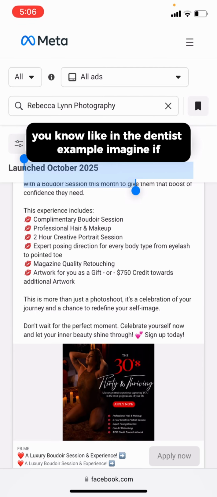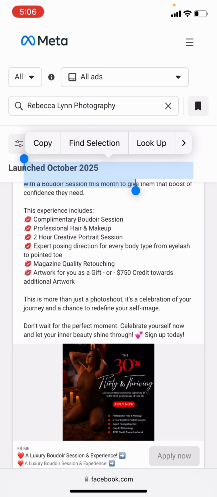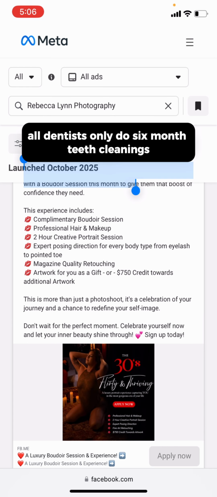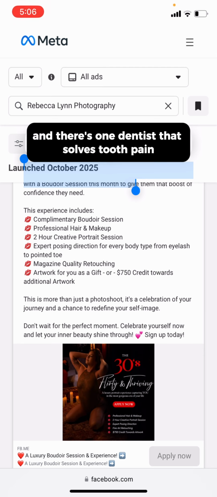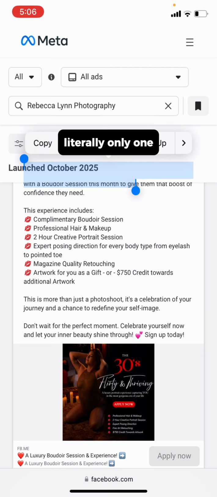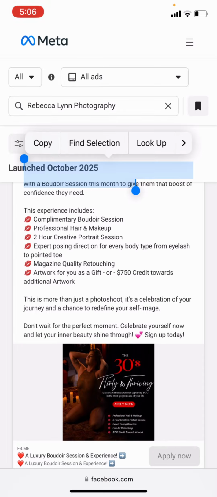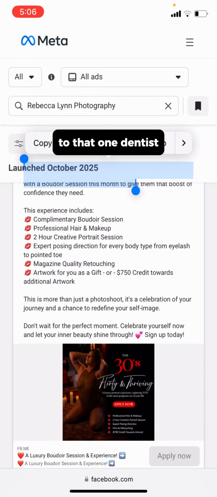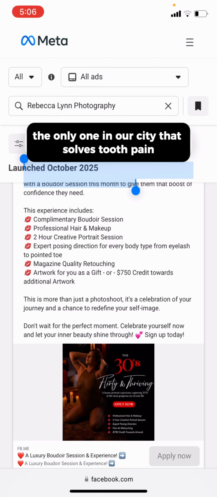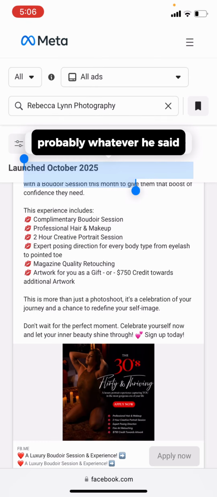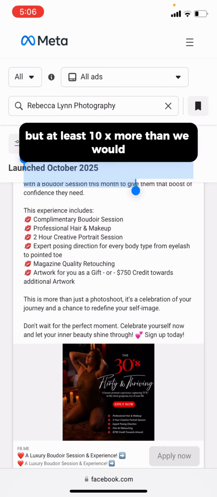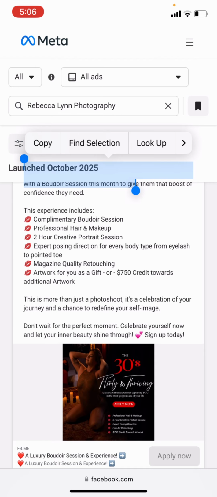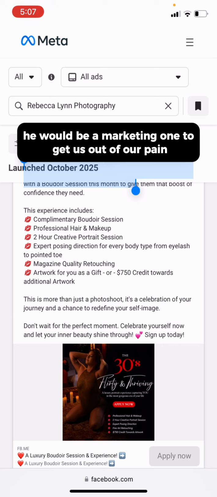You know, like in the dentist example, imagine if, who knows, all dentists only do 6-month teeth cleanings, and there's one dentist that solves tooth pain. Literally only one. What would we have paid to go the next day to that one dentist, the only one in our city that solves tooth pain? Probably whatever he said. Nearly whatever he said, but at least 10x more than we would normally pay for one of those 6-month checkups. Why? Because he would be a market of one to get us out of our pain.